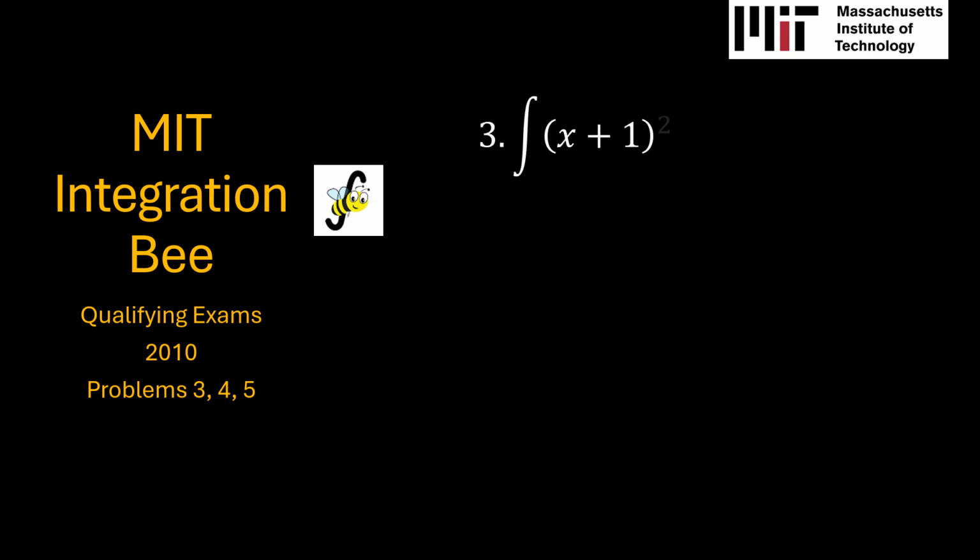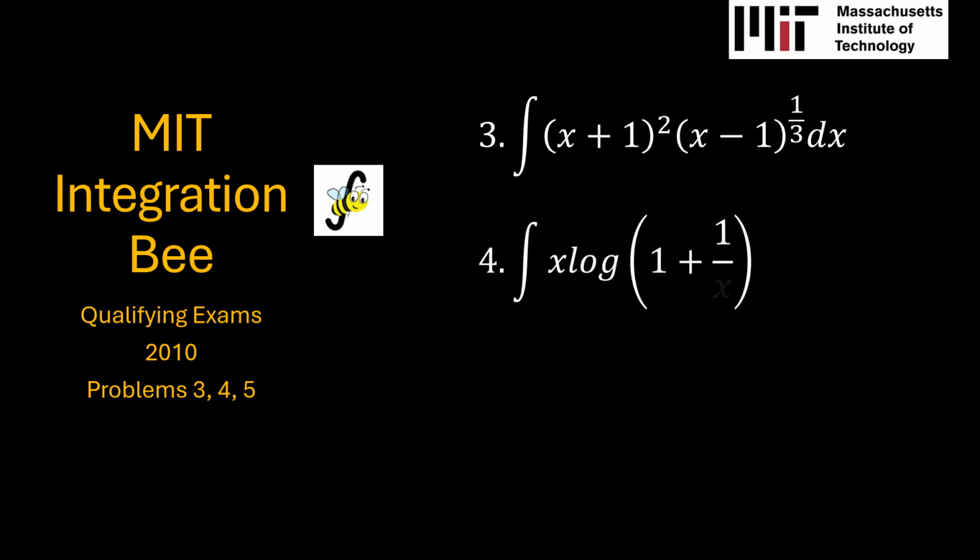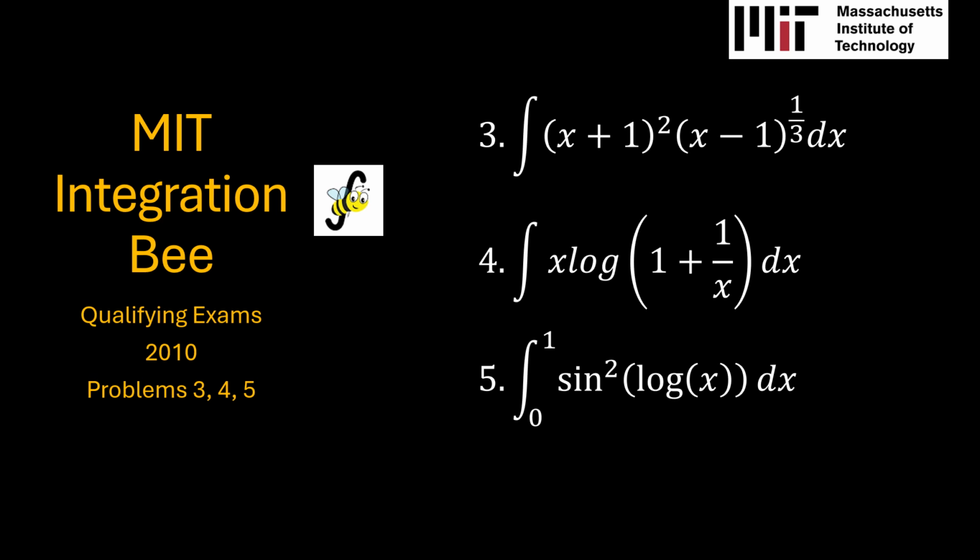The third problem happens to be the indefinite integral of x plus 1 squared times x minus 1 to the power 1/3. The fourth problem is the indefinite integral of x times the natural logarithm of 1 plus 1 over x. And the fifth problem here was the definite integral from x equals 0 to x equals 1 of sine squared of natural logarithm of x. So these are our problems today.